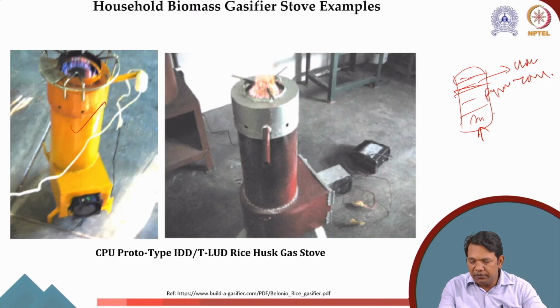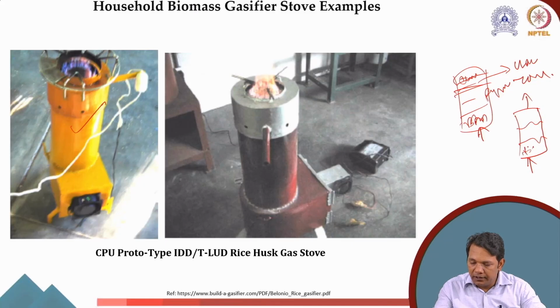If it were an updraft gasifier, what would happen here? You have biomass, here you have char. In updraft the air goes like this, the gas goes like this, which is very common. But what happens in case of IDD? In case of IDD, here you have char. Gas is going up, okay, and the product comes out from here.